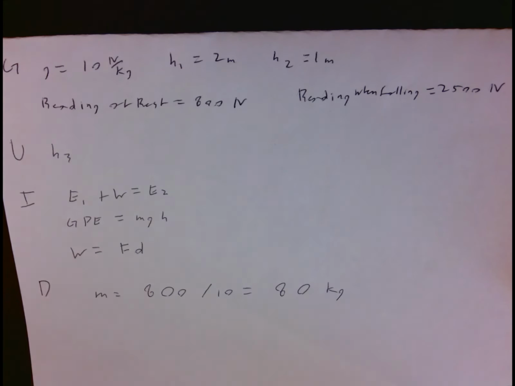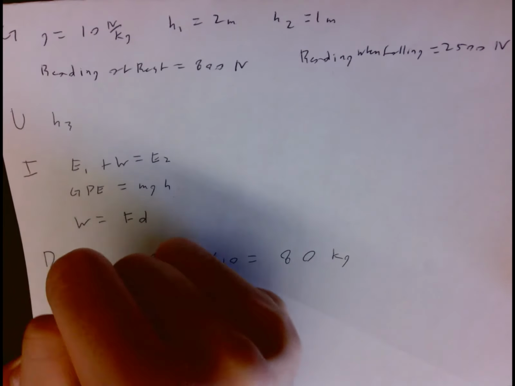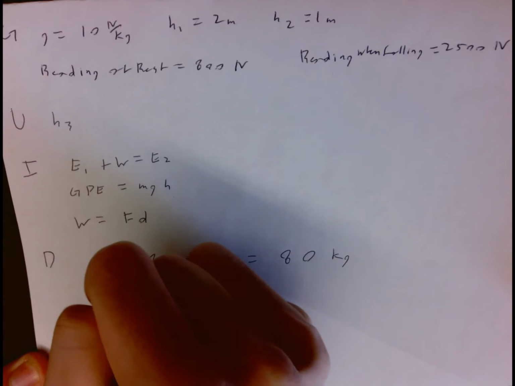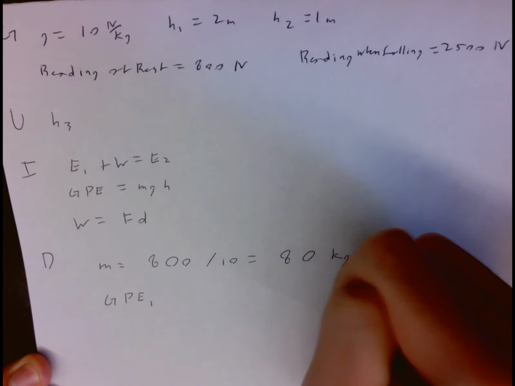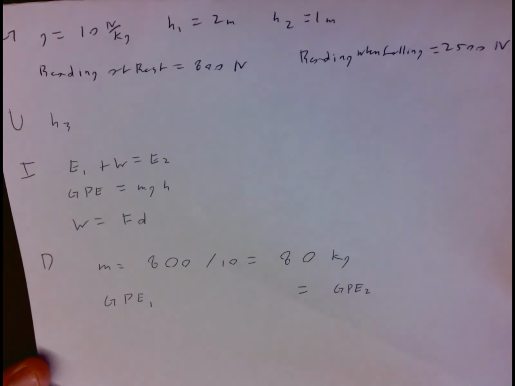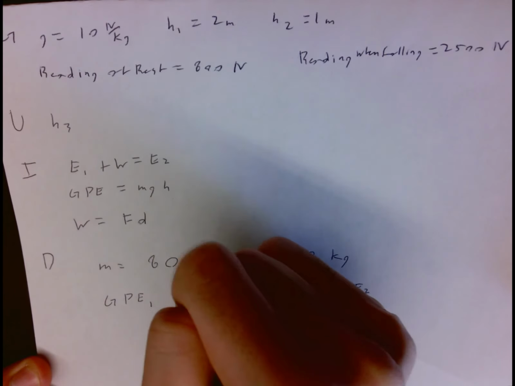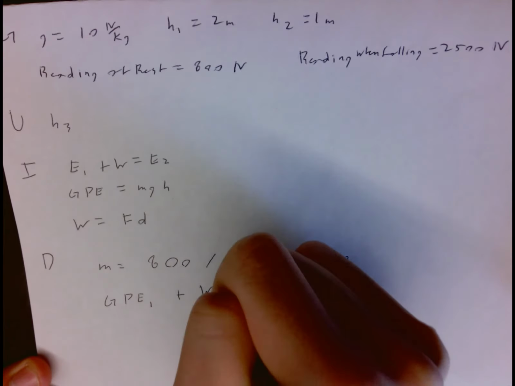And so, secondly, we have to fill in the types of energy that are present at point 1 and point 2, and also what work is done. And so, at point 1 and point 2, there's only GPE, because MJ is at rest. And the work that is done is the work done by the normal force.